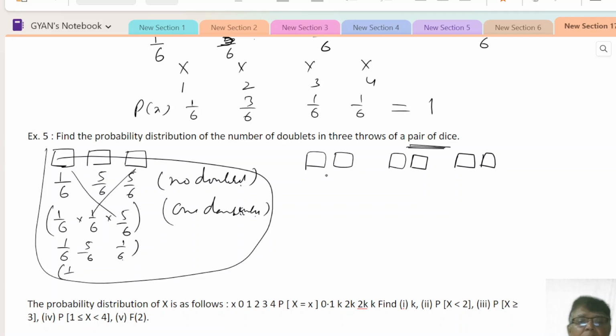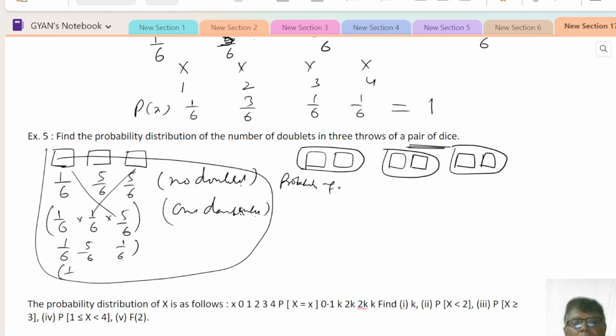So no doublets. No doublets means here, in the three throws of a pair of dice, no doublet here, no doublet here, no doublet here, and no doublet here. So the probability of coming doublets is 6 by 36, that is 1 by 6.